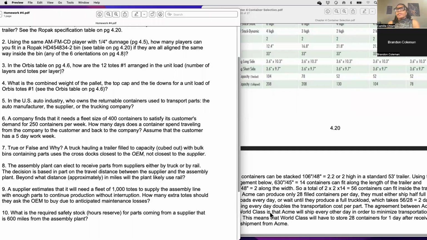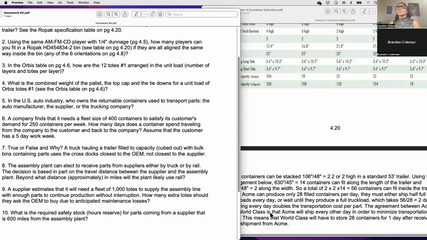Number 9, a supplier estimates that it will need a fleet of 1,000 totes to supply the assembly line with enough parts to continue production without interruption. Again, when they estimate this, they're going through that fleet calculation that you'll see in the chapter, and I'll go through that tomorrow as well, but you'll read about that.